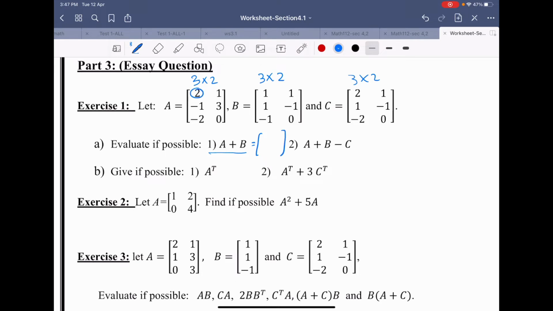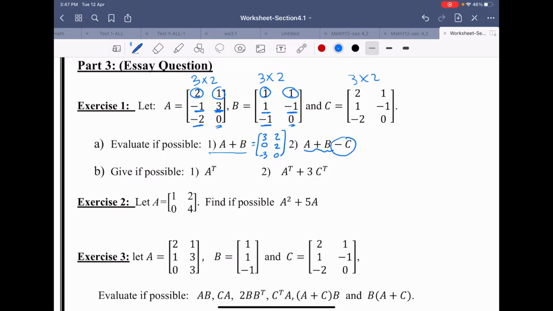So we're going to add 2 with 1, which is 3. Then 1 with 1, which is 2. Then -1 with 1, 0. 3 with -1, 2. -2 with -1, -3. 0 with 0, 0.